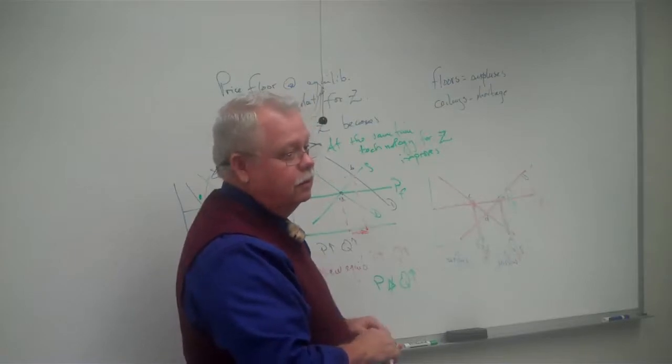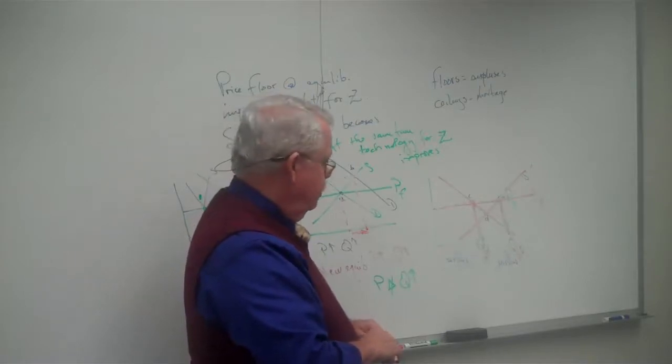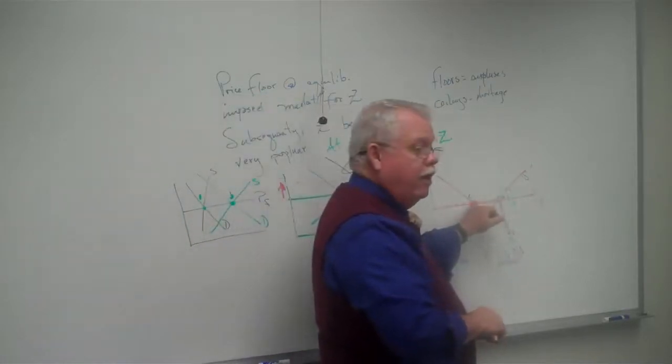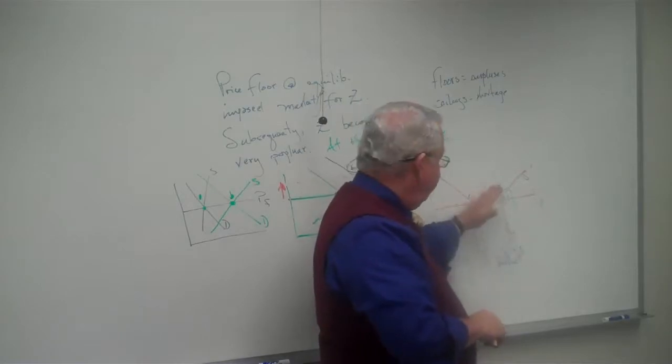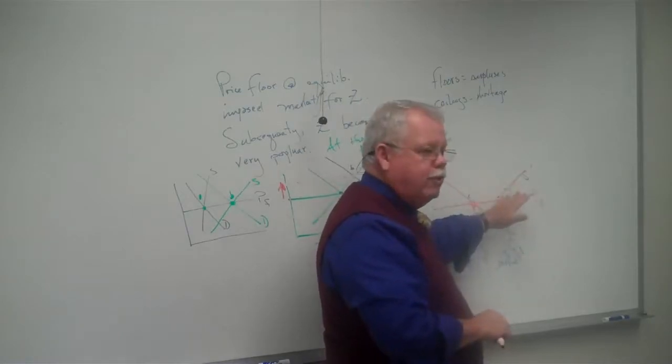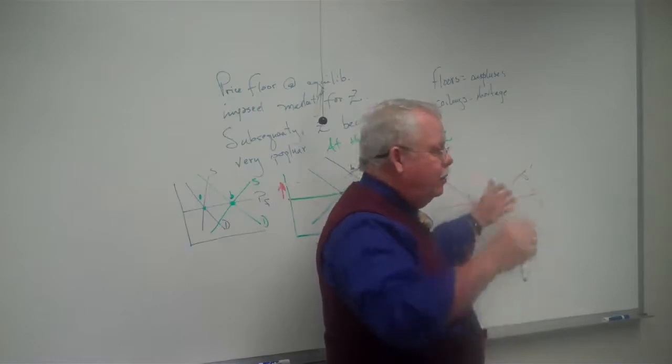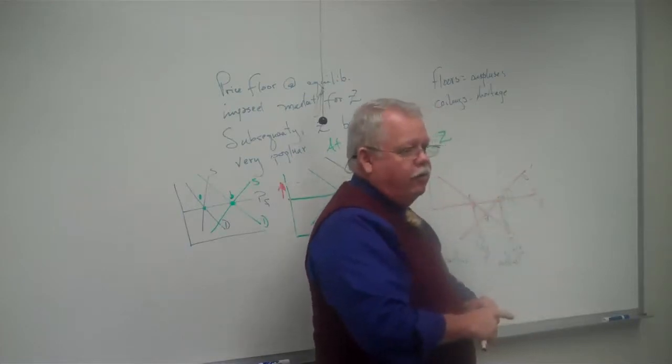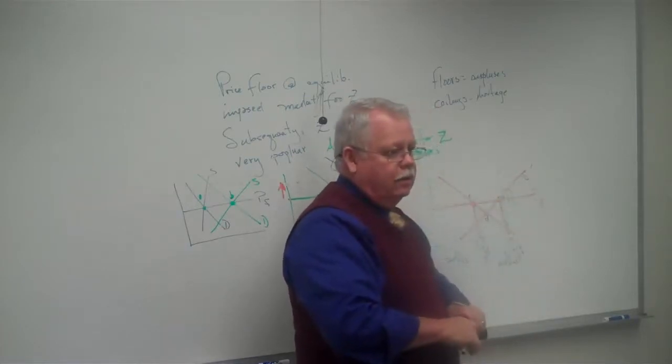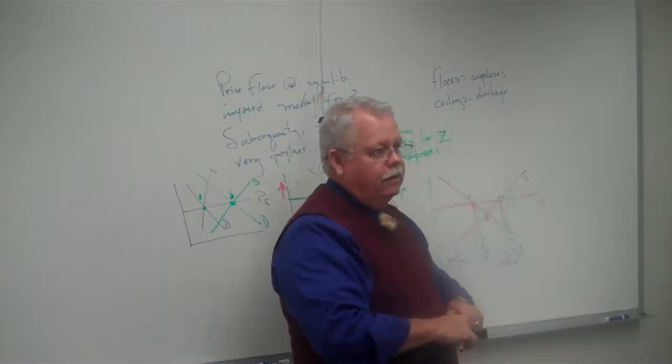Because the buyers don't want to buy more at the same price? Yeah. Well, the buyers are still ready to buy the same amount, but the sellers now are producing a lot more because it's cheaper to produce. But the buyers aren't going to buy any more unless the price comes down, and it can't come down. Gotcha. Okay. All right.